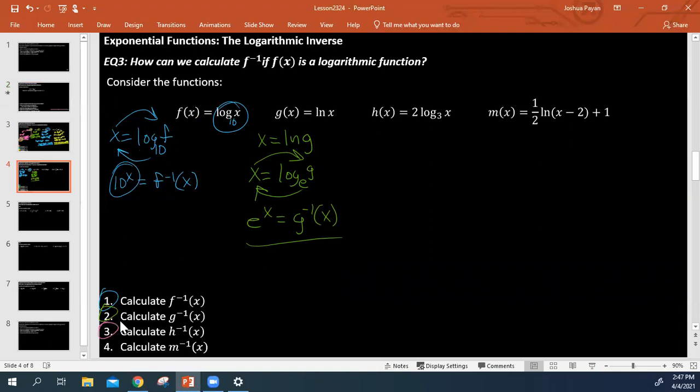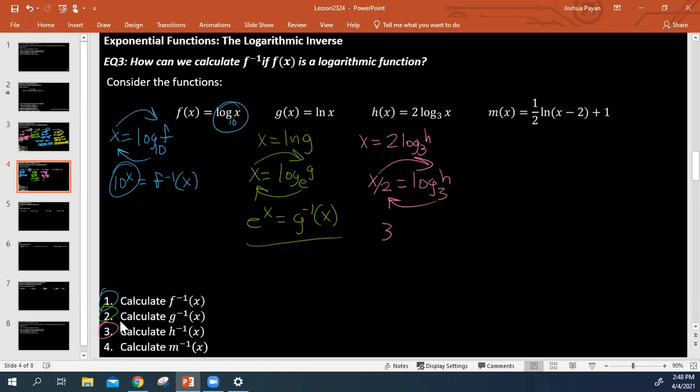Okay, so now let's find h inverse. So x equals 2 times log base 3 of h. So we're trying to find h inverse now. Okay, so we're going to divide by 2 on both sides. x over 2 equals log base 3 of h. Okay, I'm going to go ahead and draw the arrow.